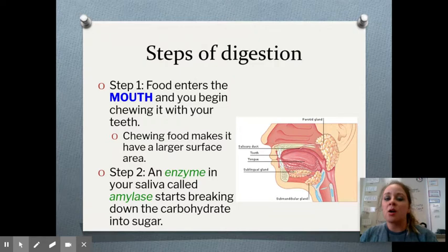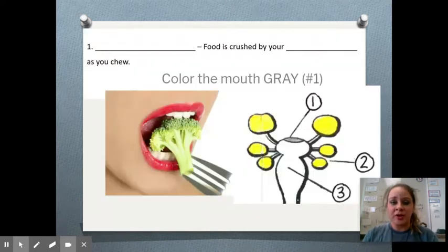Okay, so the steps of digestion. Step 1, food enters the mouth. When you begin chewing, it starts breaking it down with your teeth. Step 2, there are enzymes in your saliva called amylase that start breaking down the carbohydrates and turning them into sugars. So this is where you need to start writing.